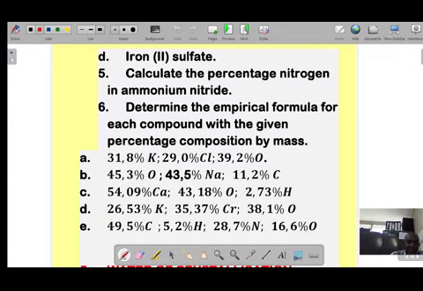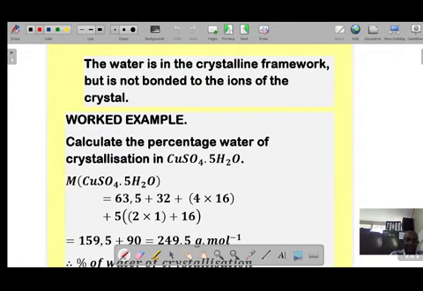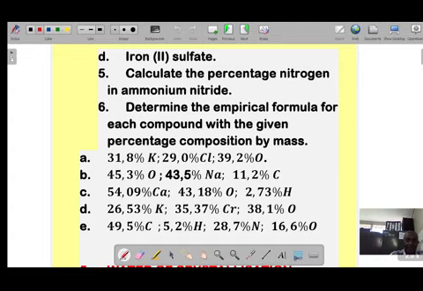Question 6 says determine the empirical formula for each compound with the given percentage composition by mass. So what do we do here? I did that already. Let us proceed to something else. Let's check here. Something is interesting down here.